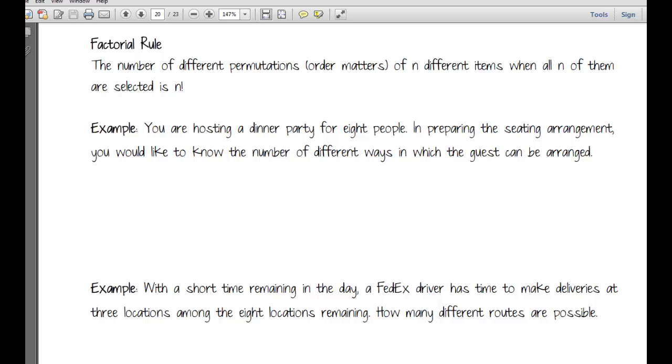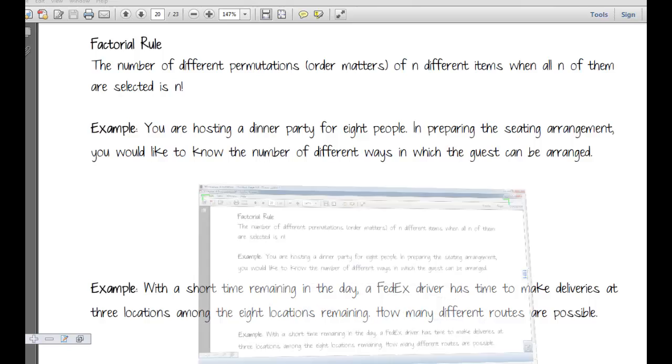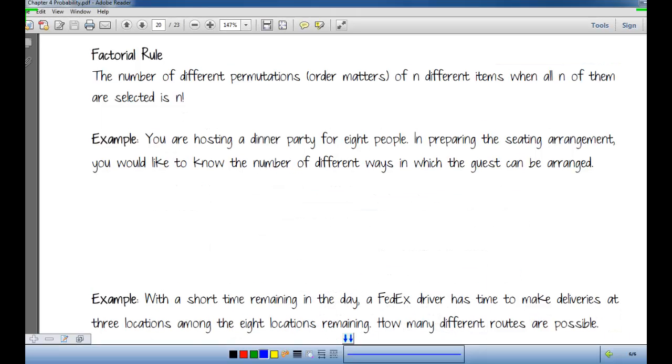All right, so here we are. We're hosting a dinner party for 8 people. In preparing the seating arrangements, you would like to know the number of different ways in which the guests could be arranged. All right, so I've got 8 people here, and I'm interested in arranging all 8 of them. That meets the conditions of the factorial rule. If I've got n objects and I want to know how many ways I can arrange all n of them at a time, that's the factorial rule. And so the answer here would simply be 8 factorial.